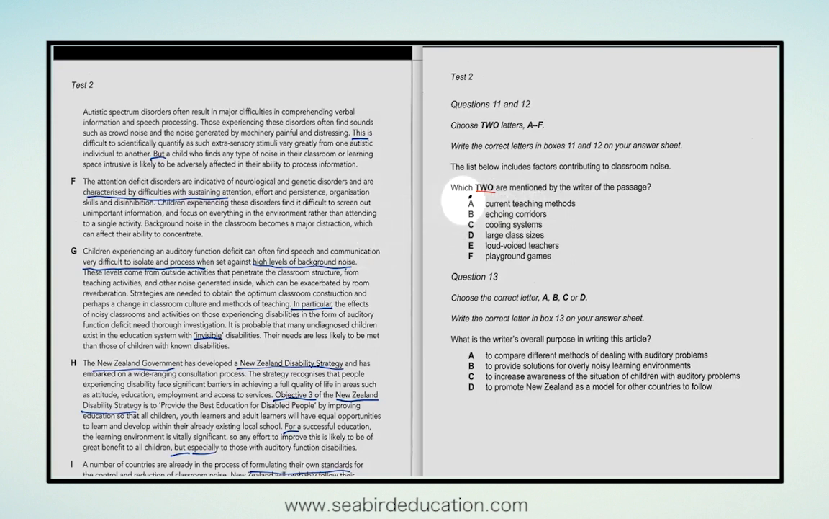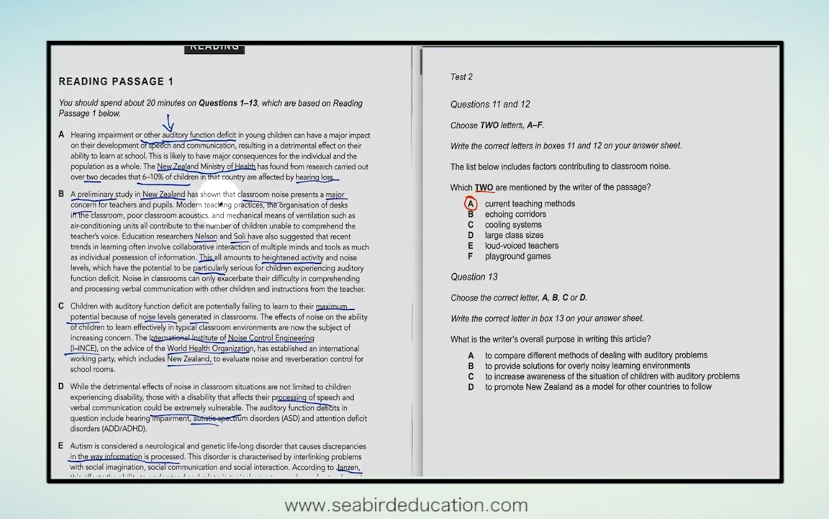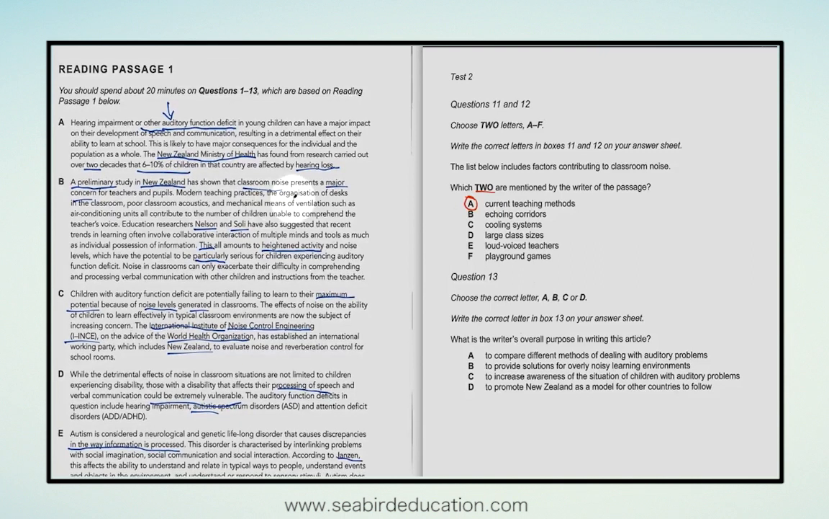Okay, so I do remember modern teaching methods. That's one up here. Let's have a look at it. Modern teaching practices, organization of desks in the classroom, poor classroom acoustics, is there anything like that? Large class sizes. Mechanical means of ventilation, cooling systems, air conditioning units. So those two modern teaching practices. Okay, and correct. Choose the correct letter A, B, C, or D.